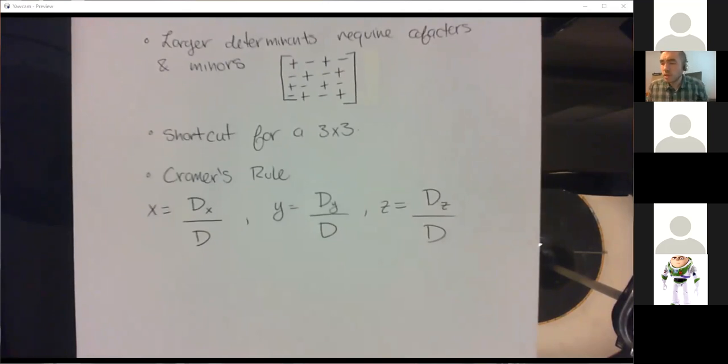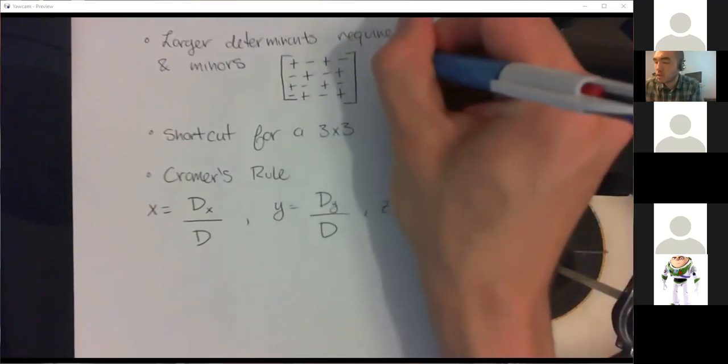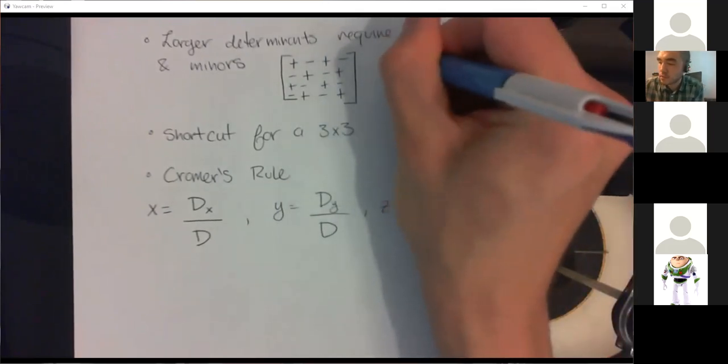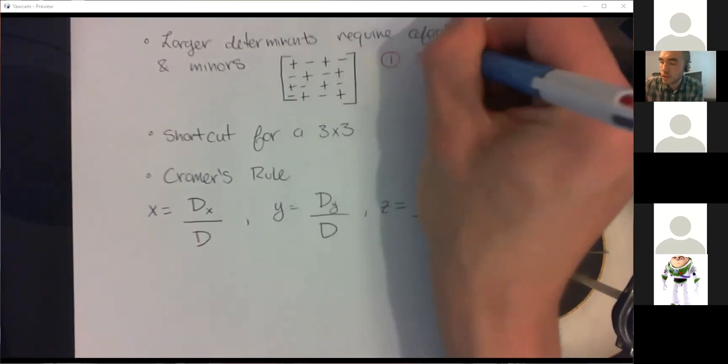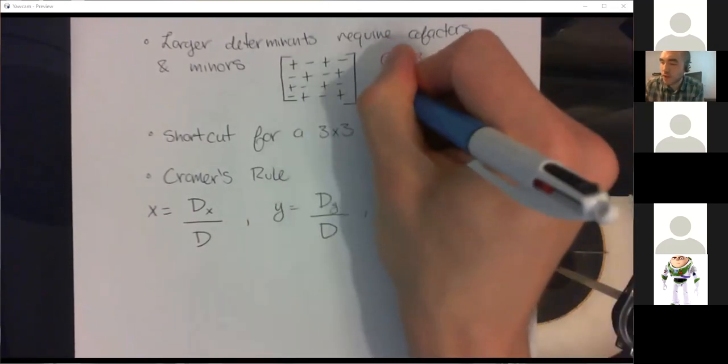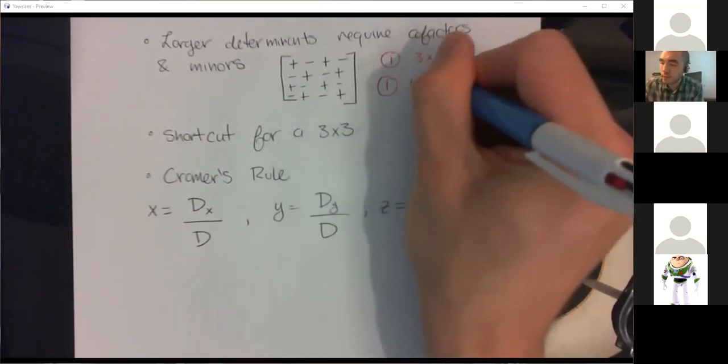And when it comes to finding the determinant of a 3x3, I'm going to ask you to do that once by cofactors and minors. So there will be 1 3x3. And also check this out. I'm going to ask you to find the determinant of a 4x4.